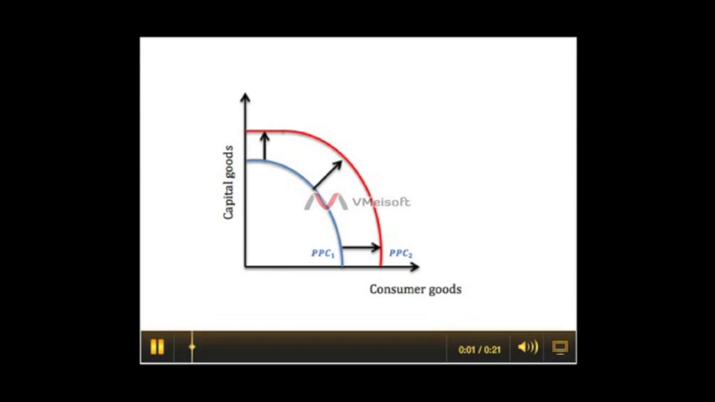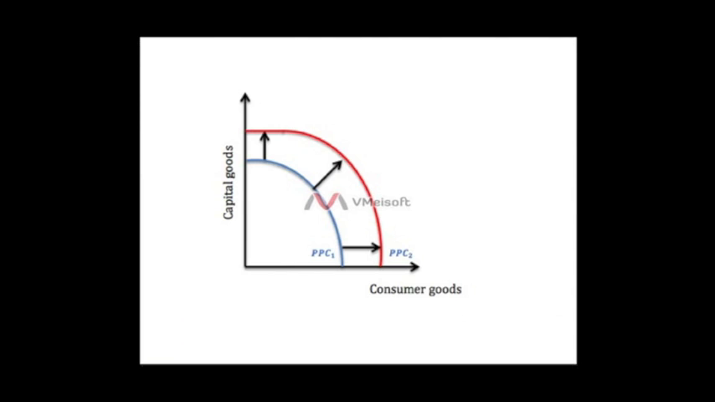YF2. Here you can see the graph when there's an increase in potential output. As we see here, the arrows go from PPC1 to PPC2, which means there's been an increase in potential output. This happens through economic growth, which can happen through an AD increase, which causes an increase in real GDP.